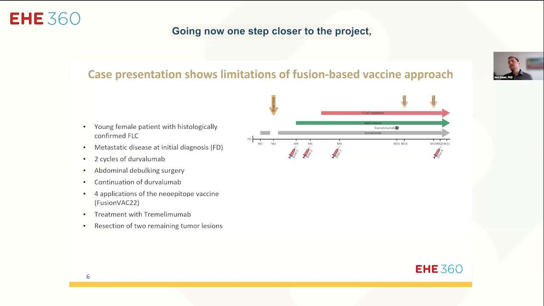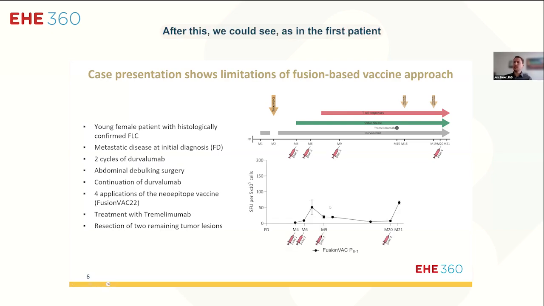Going now one step closer to the project, still staying in FLC. However, what we observed is that having a single targeting vaccine might not be the best case, and we are right now developing this further. Here showing one patient case where the patient had several metastases already at initial disease, and was treated over several months until we could vaccinate with the fusion antigenic targeting vaccine cocktail.